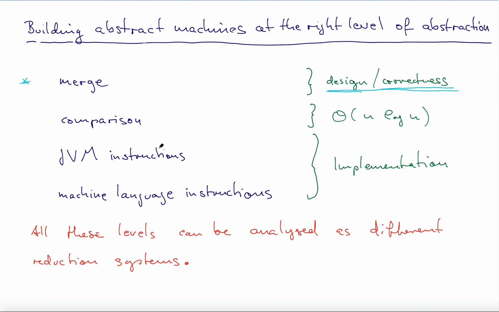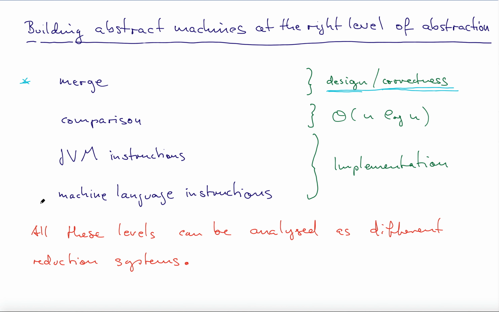Okay, but it's not the right level of analyzing the complexity, because the time complexity of merging two lists depends on how long the lists are. So the level of abstraction where each computation step is a merge is too coarse to analyze the time complexity.